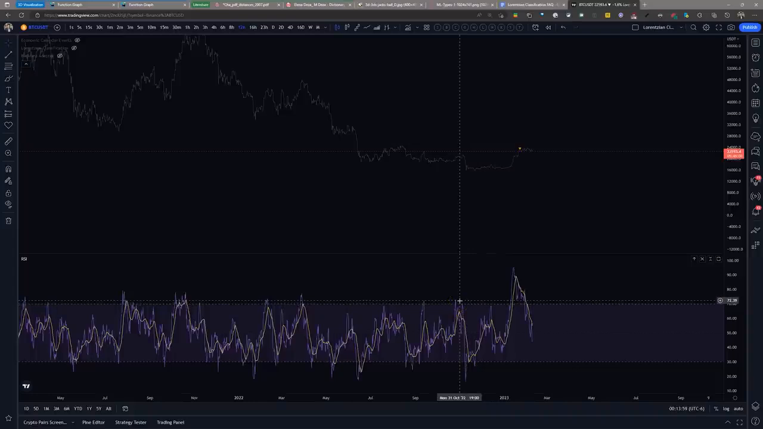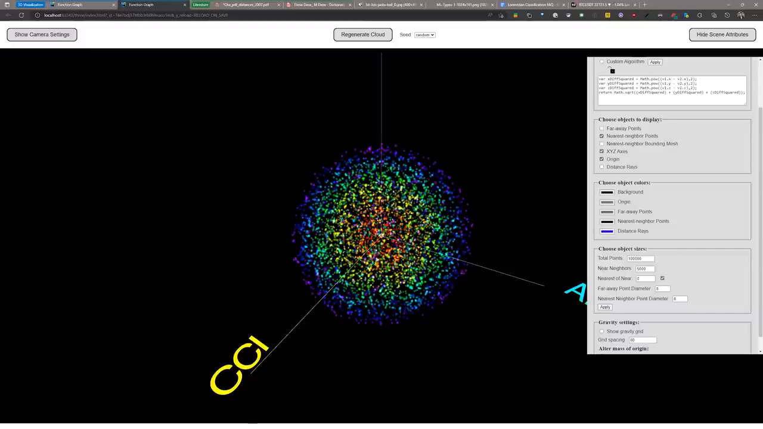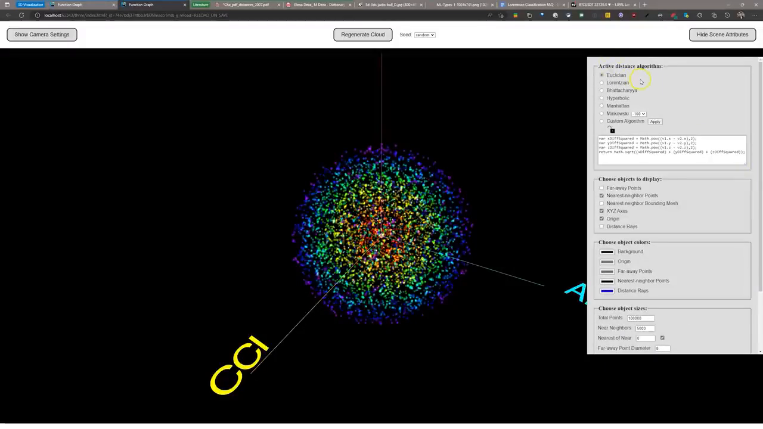Well, in mathematics, another way of measuring the similarity between 2 points is simply measuring the distance between 2 points. So I've created this distance algorithm viewer to help with visualizing these various distance algorithms. And specifically for this indicator, I want to focus on the Euclidean and Lorentzian distance algorithms.